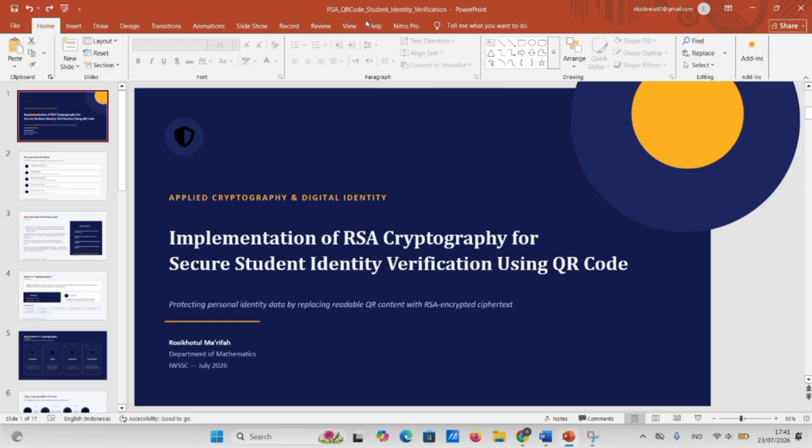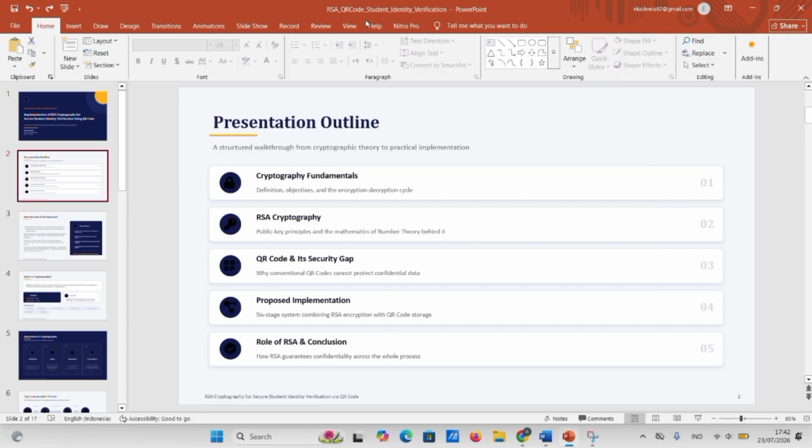My name is Rosikhotul and I am from the Department of Mathematics, Universitas Islam Negeri Walisongo, Semarang. Today, I am honored to present my project entitled Implementation of RSA Cryptography for Secure Student Identity Verification using QR Code. Presentation outline: a structured walkthrough from cryptographic theory to practical implementation.